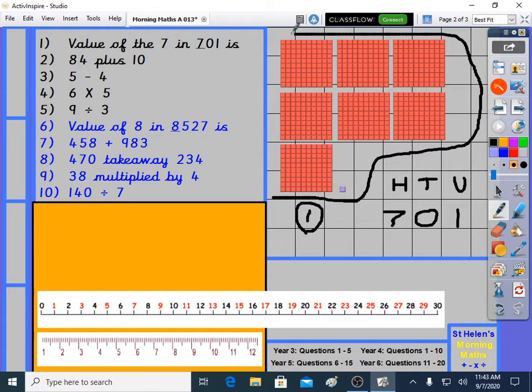You can see that there's 7 of those big red hundreds. 1, 2, 3, 4, 5, 6, 7. And one tiny little 1. What's the value of the 7? 7 hundreds. So our answer is 7 hundreds.